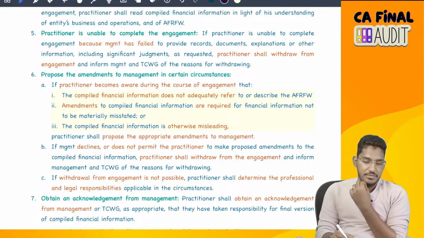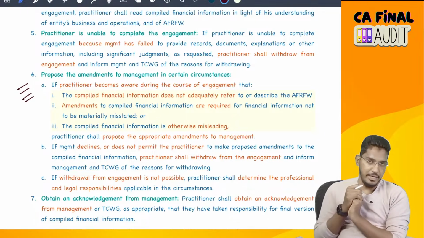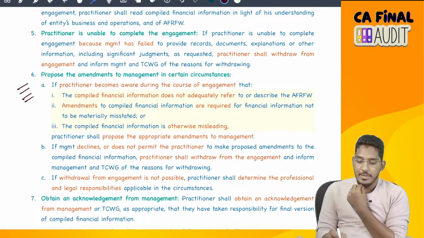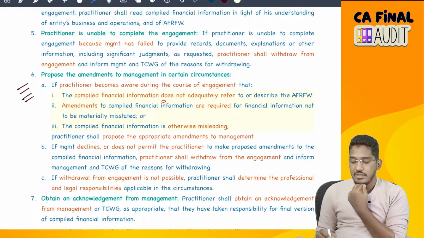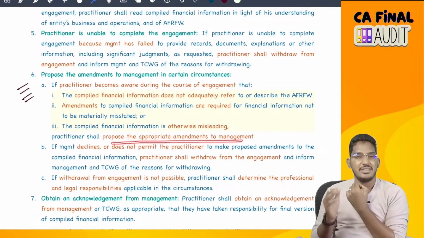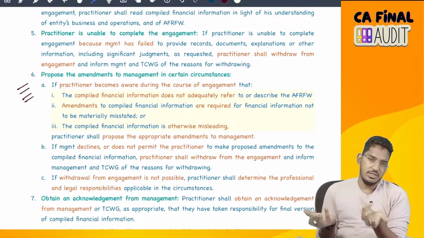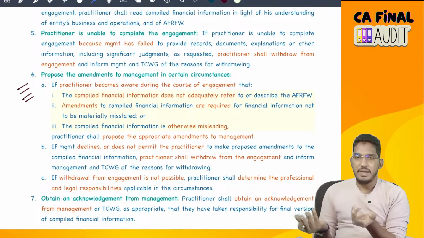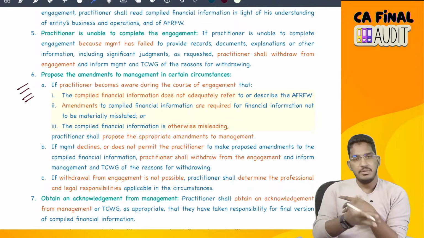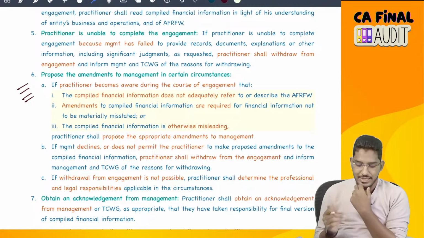Once I read that compiled financial statements, I came to know that this is not perfect, some amendments are required. So in case, while reading the compiled information, you find that information is not adequately referred, or is required to be updated, or is materially misstated or otherwise misleading, you should propose the management to make the changes. Tell them, this is not the suggestion I have given, this is what my suggestions are, but you are not doing it, please make the changes in the compilation engagement. You have to say that.